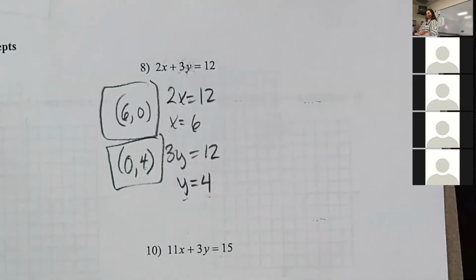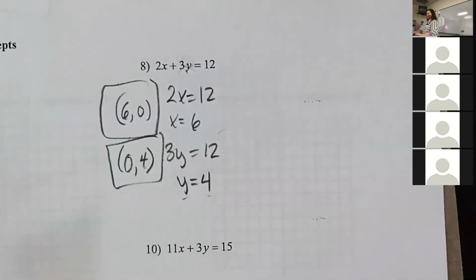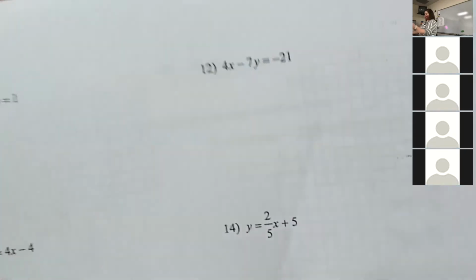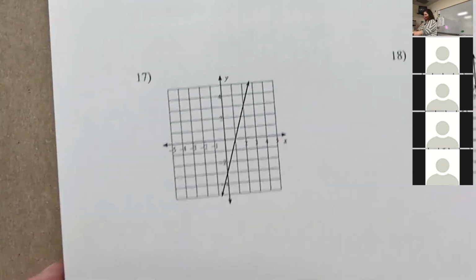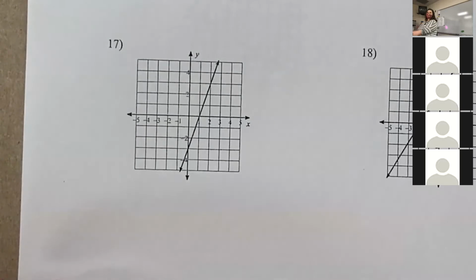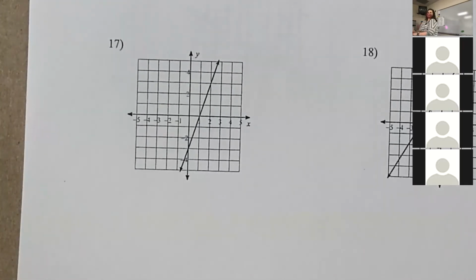Are we finding the slope on these? Nope, because these just give you an equation and find the two intercepts. Okay, so we're cruising along. 11 and 12, you're still just plugging in 0, solving, plugging in 0, solving. Uh-oh, now they're giving me a graph. Oh no. But you still have to do finding the x and y intercept.